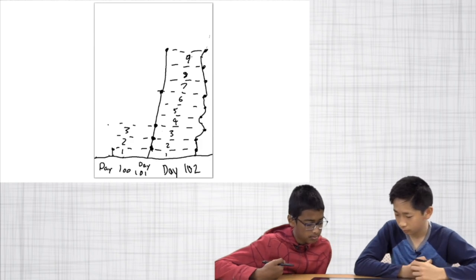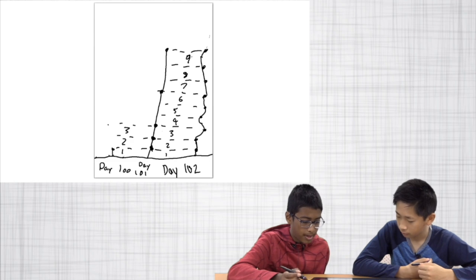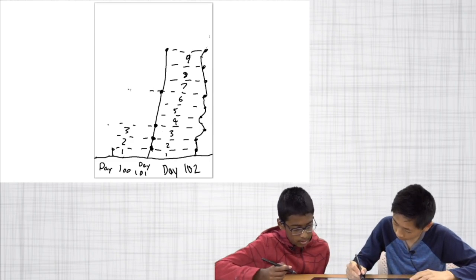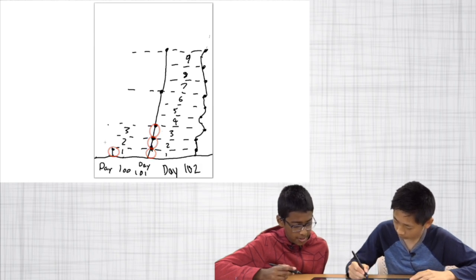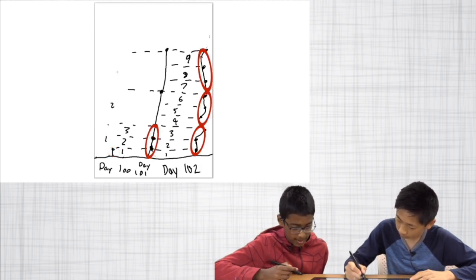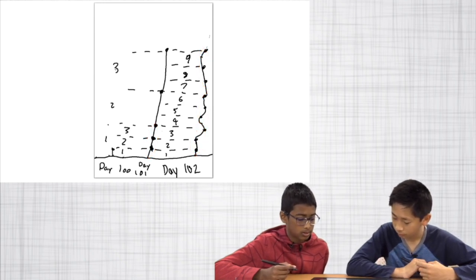And how do you know that? Because day 101 is 3 times. 3 times what? 3 times the height of day 100. Okay. And day 102 is 3 times the height of day 101. Okay, and where can you see those two things in the picture?